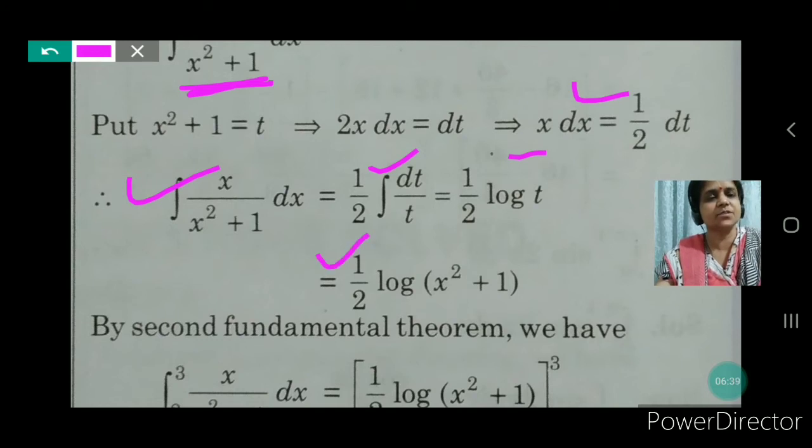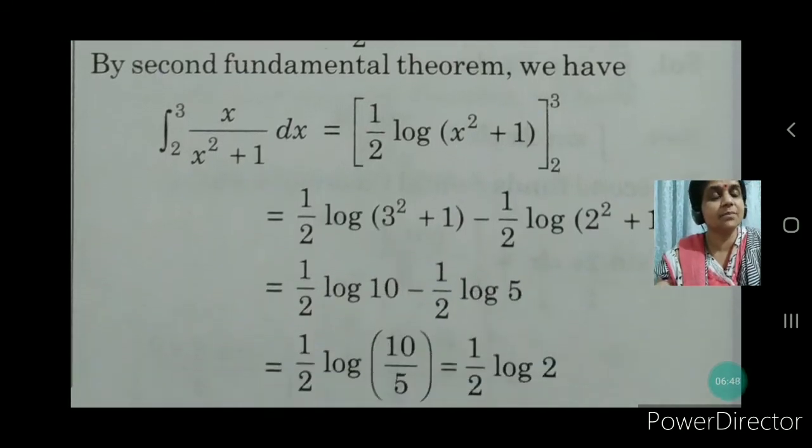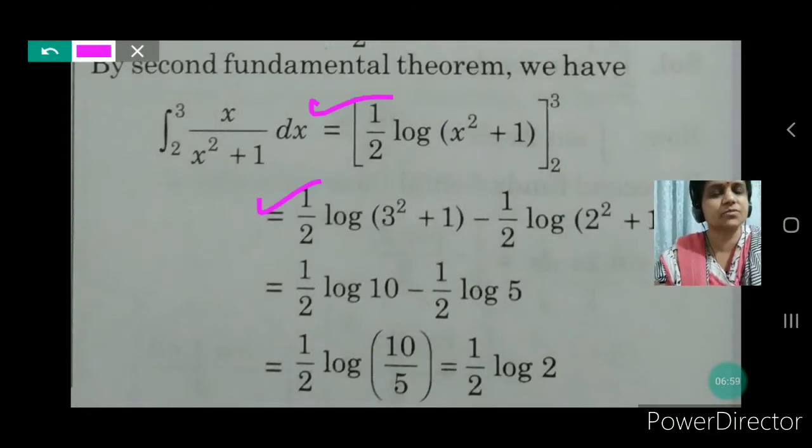Okay, and now substitute the value of t, it is x square plus 1. And next step, substitute the value, it means the limit. Okay, the limit is 2 to 3. First write 3 in place of x. So you will get 1 by 2 log 3 square plus 1, and then write a negative sign and write 1 by 2 log 2 square plus 1.